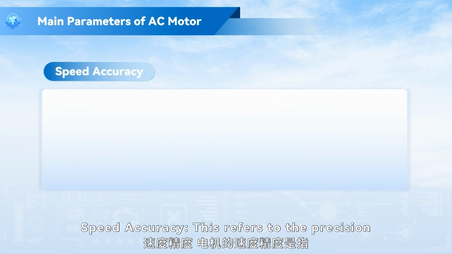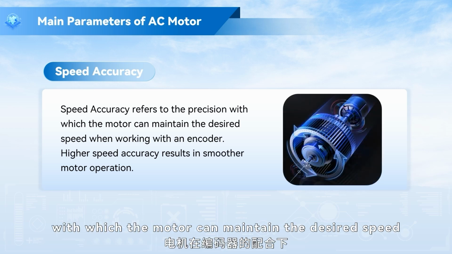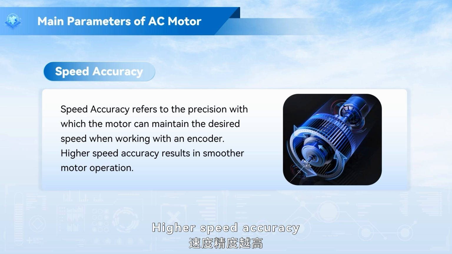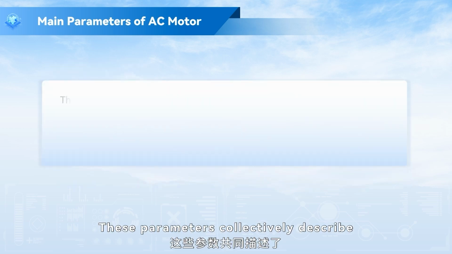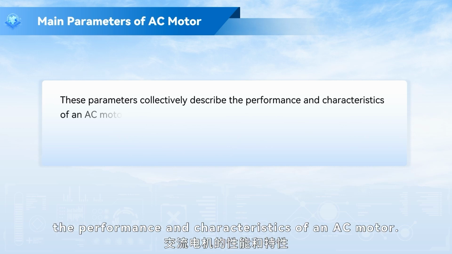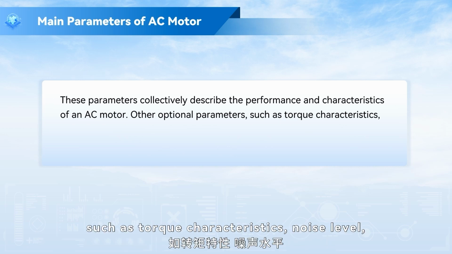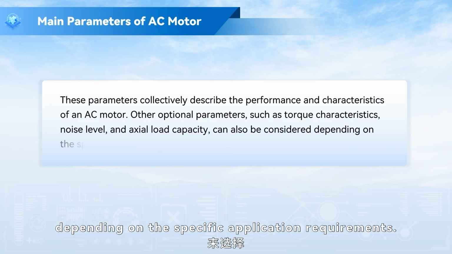Speed accuracy. This refers to the precision with which the motor can maintain the desired speed when working with an encoder. Higher speed accuracy results in smoother motor operation. These parameters collectively describe the performance and characteristics of an AC motor. Other optional parameters, such as torque characteristics, noise level, and axial load capacity, can also be considered depending on the specific application requirements.